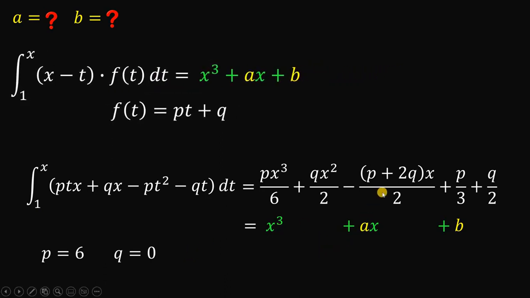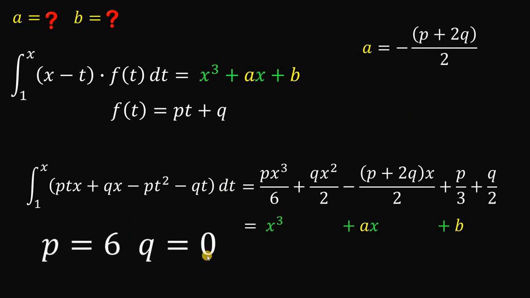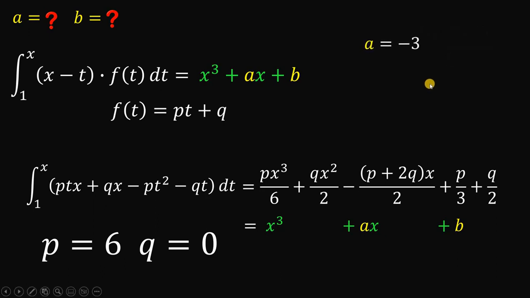Comparing to this equation, the value of a must be equal to negative (p plus 2q) over 2. But we know the values of p and q. p is 6 and q is 0. So we can replace p as 6 and q as 0. This is just negative (6 plus 2 times 0) over 2, or simply, this is equivalent to negative 3. So a must be equal to negative 3.